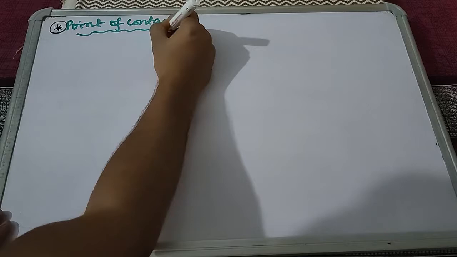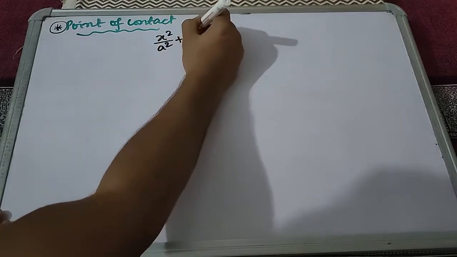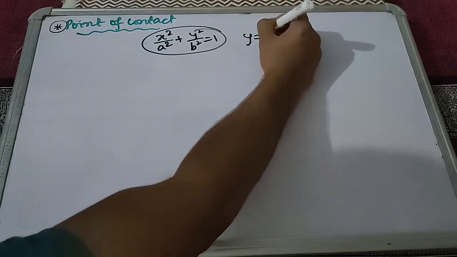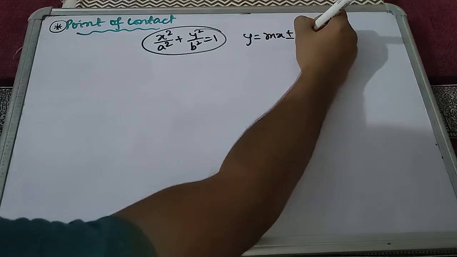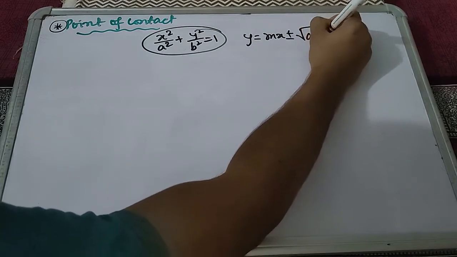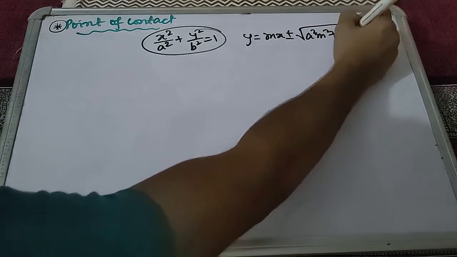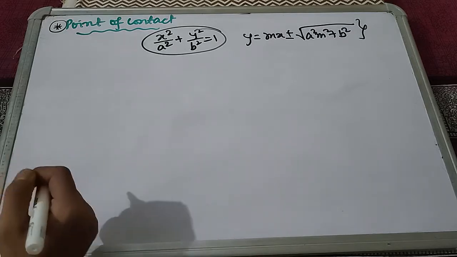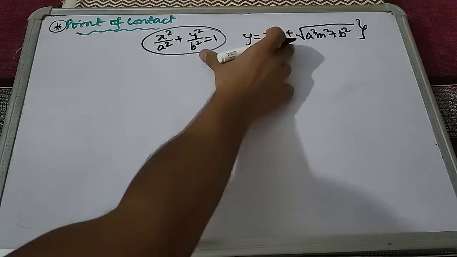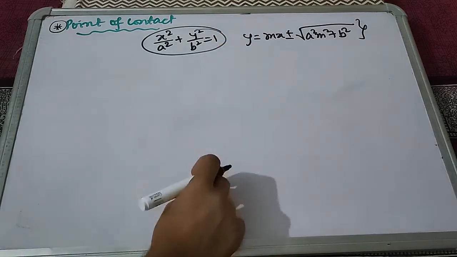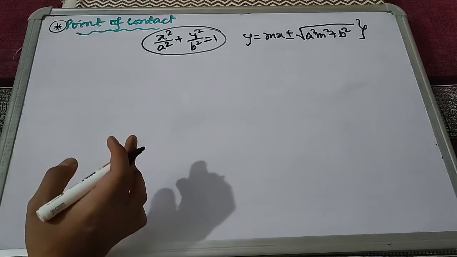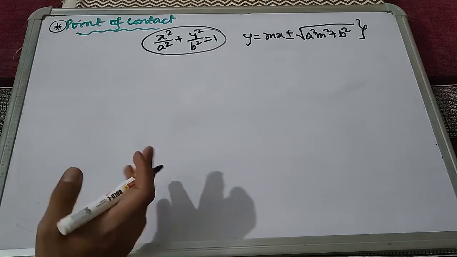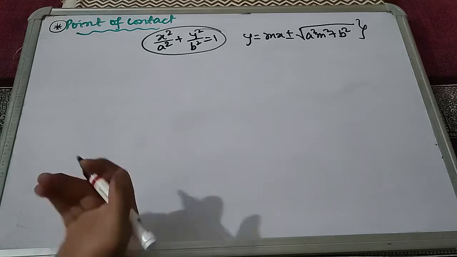Suppose you have the ellipse x square by a square plus y square by b square equals 1, and the equation of the tangent, what did we derive? y equals mx plus minus under root a square m square plus b square, correct? So now how can we solve it? We can solve both these equations and we will get a point which is the point of contact. That is the most intuitive way, means anyone can think of that way. But let us see a different method.